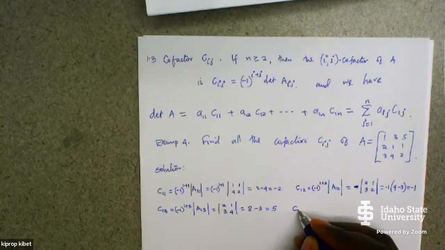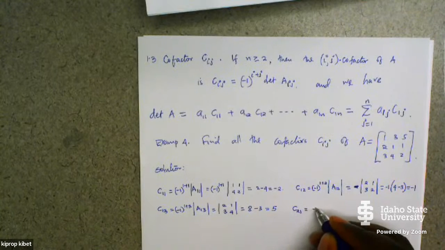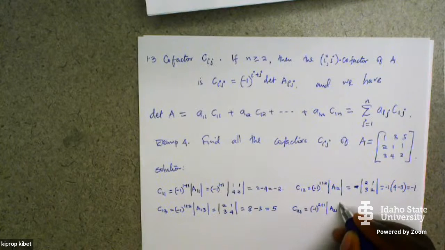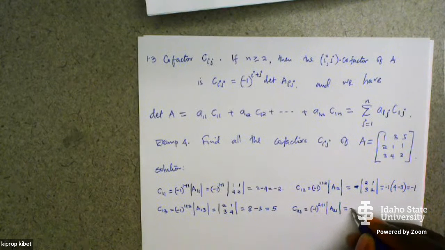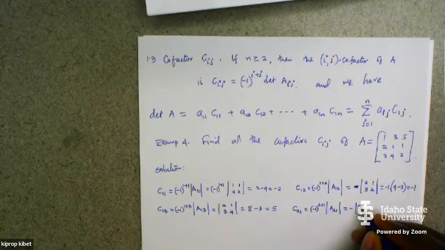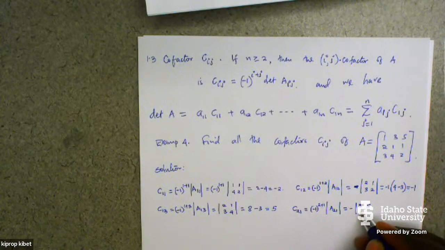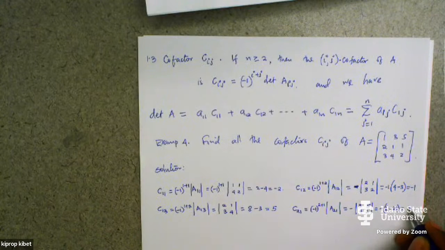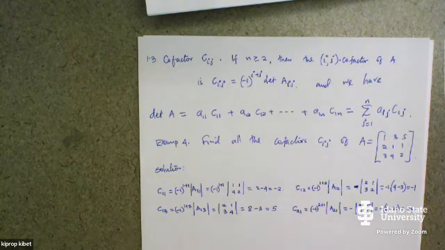Coming to the second row, C21 is equal to (-1)^(2+1) times the determinant of A21, and this is equal to negative. The determinant of A21 is 3, 5; 4, 2, which is equal to 6 minus 20, which is giving us -14, so C21 is 14.